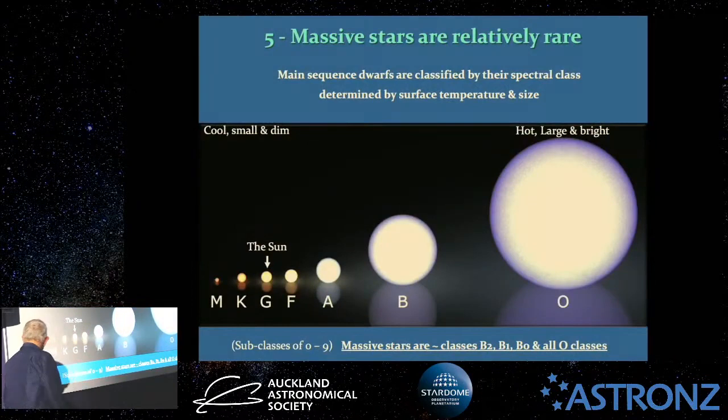Okay, principle number 5. Massive stars are relatively rare, so you don't see too much of them. Why is that so? I want to take a step back at this time and talk about another little principle of astronomy, which is that astronomers classify stars by what they call the spectral class. And what do we mean by spectral class?